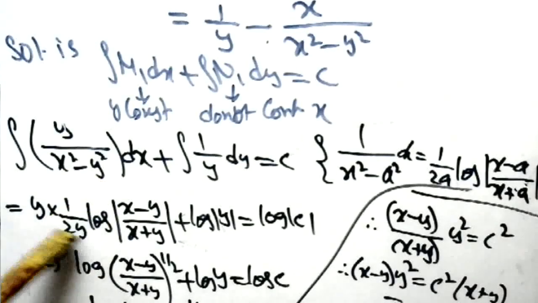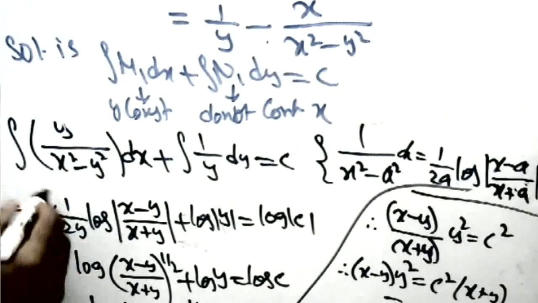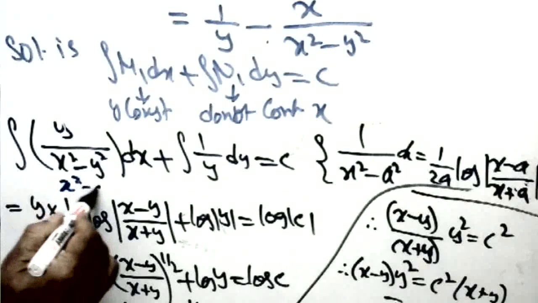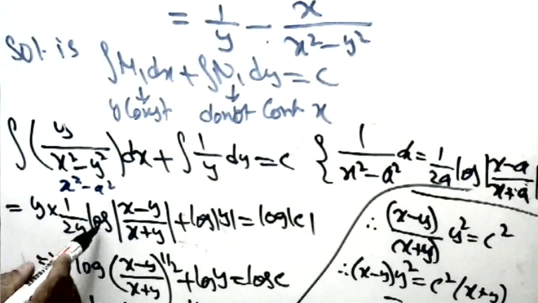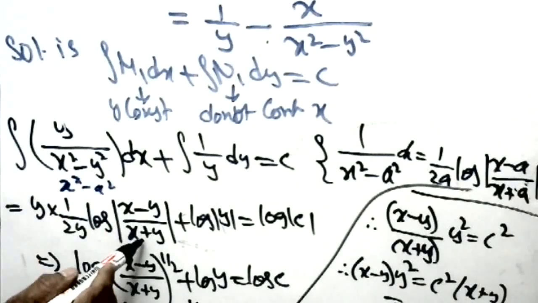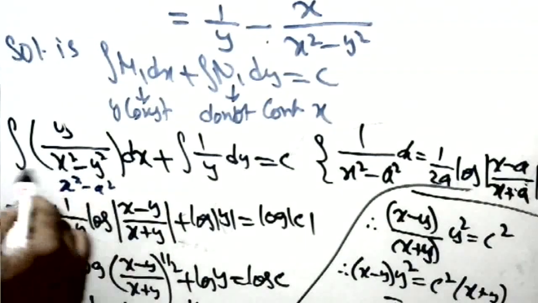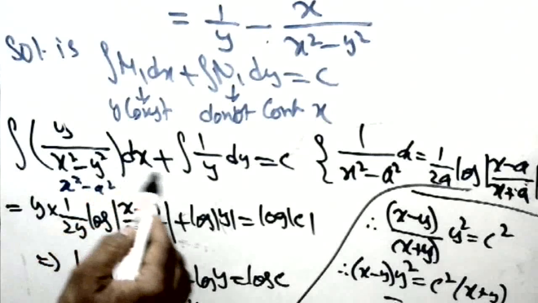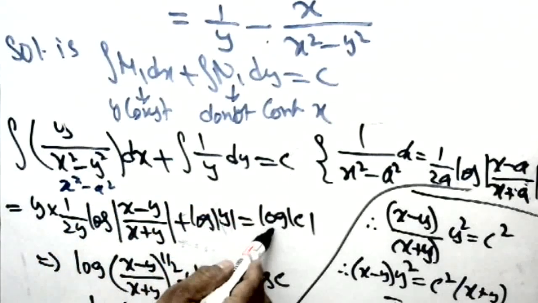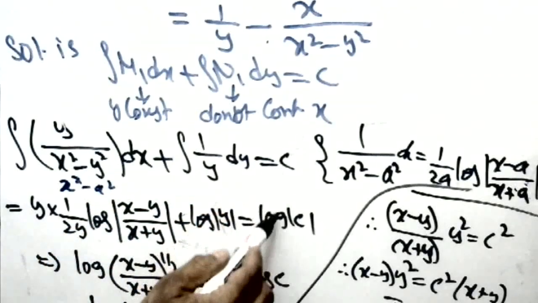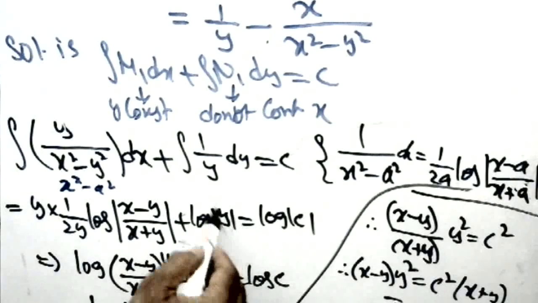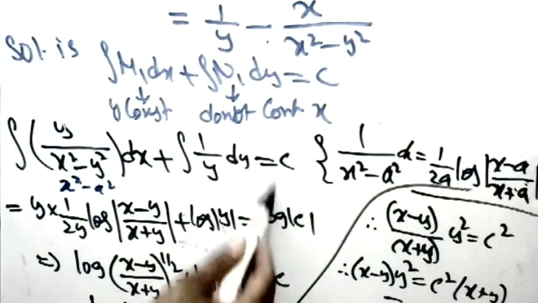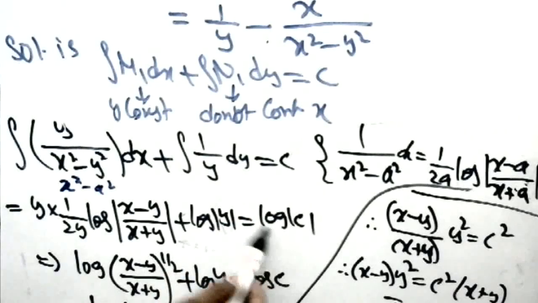1 by 2a will be 1 by 2y. It is of the form x² minus a², so in place of a you have y: 1 by 2a log of mod (x minus a) by (x plus a) plus c. Now log y. When we get the complete answer in log, you write the constant also as log c. Change the constant into log. In place of c, you write log c.